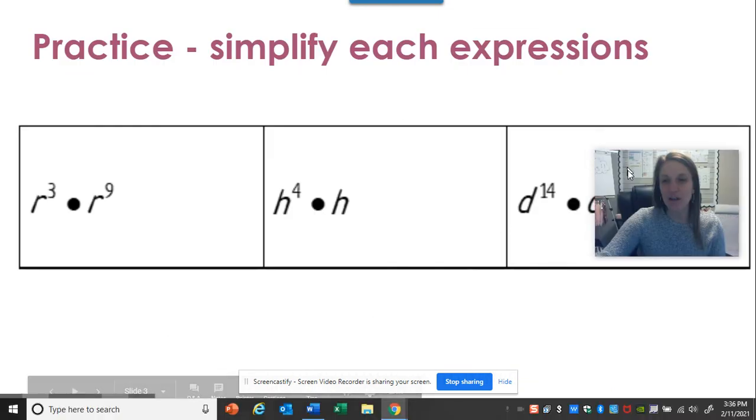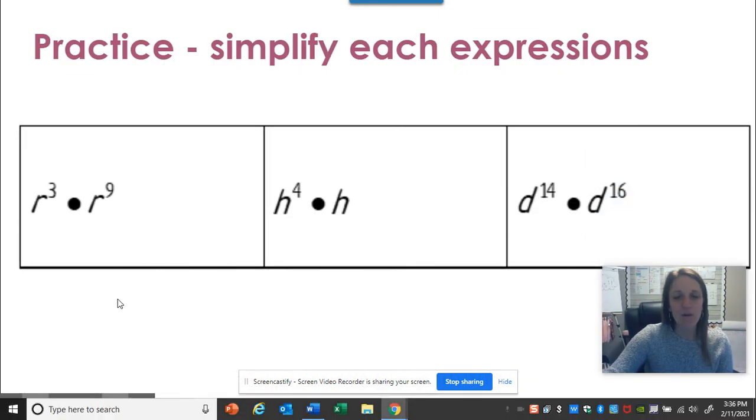Try these 3 problems on your own. Pause the video, and when you are ready to check your work, unpause to see the answers.